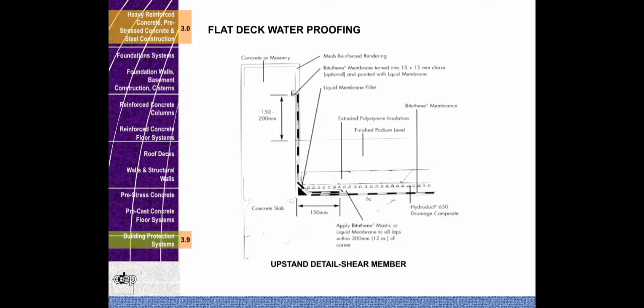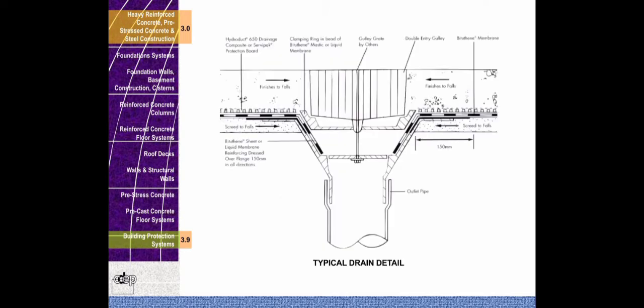Hydroduct 650 drainage composite. In a typical drain detail in an outlet pipe, it consists of Hydroduct 650 drainage composite or Servipack protection board, pumping ring and bead of bituthene mastic or liquid membrane, gullet created by others, double entry gullet, bituthene membrane, screed to falls, bituthene sheet or liquid membrane reinforcing just over flange 150 mm in all directions.